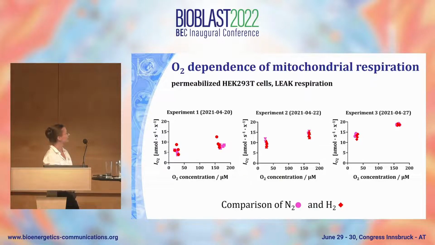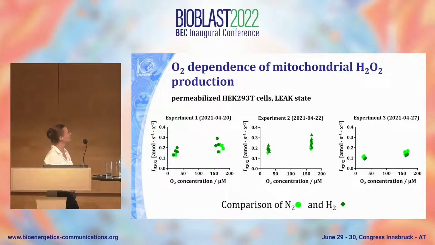You can see that, first of all, this is the respiration, it's leak respiration. We have an oxygen dependence, which is seen in each experiment. I separated the experiments because the absolute values were slightly different between them. It's normalized per cell. But what is important, if we compare the nitrogen and the hydrogen, there is no difference in respiration. And also for the hydrogen peroxide production, we see a slight oxygen dependence. And again, we don't see any difference between nitrogen and hydrogen.